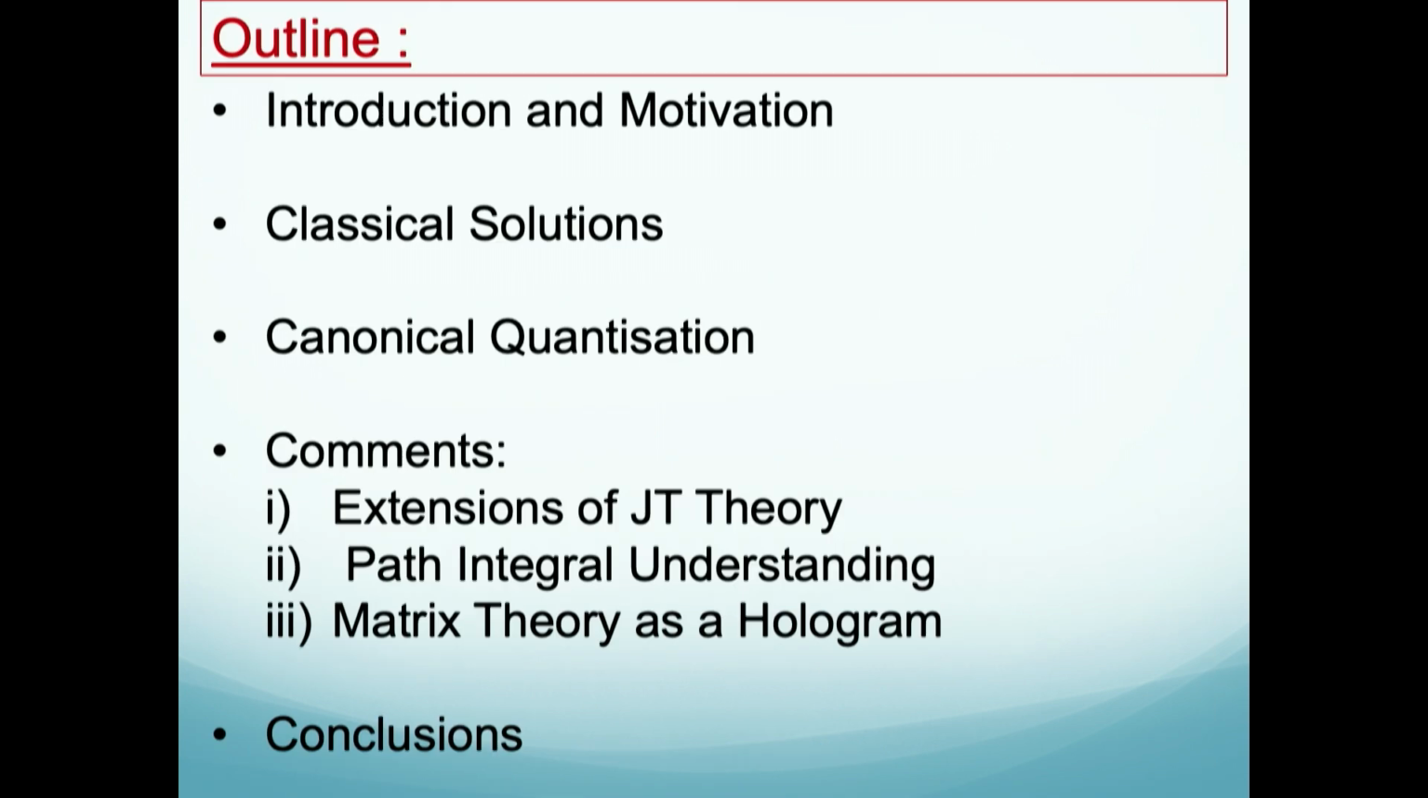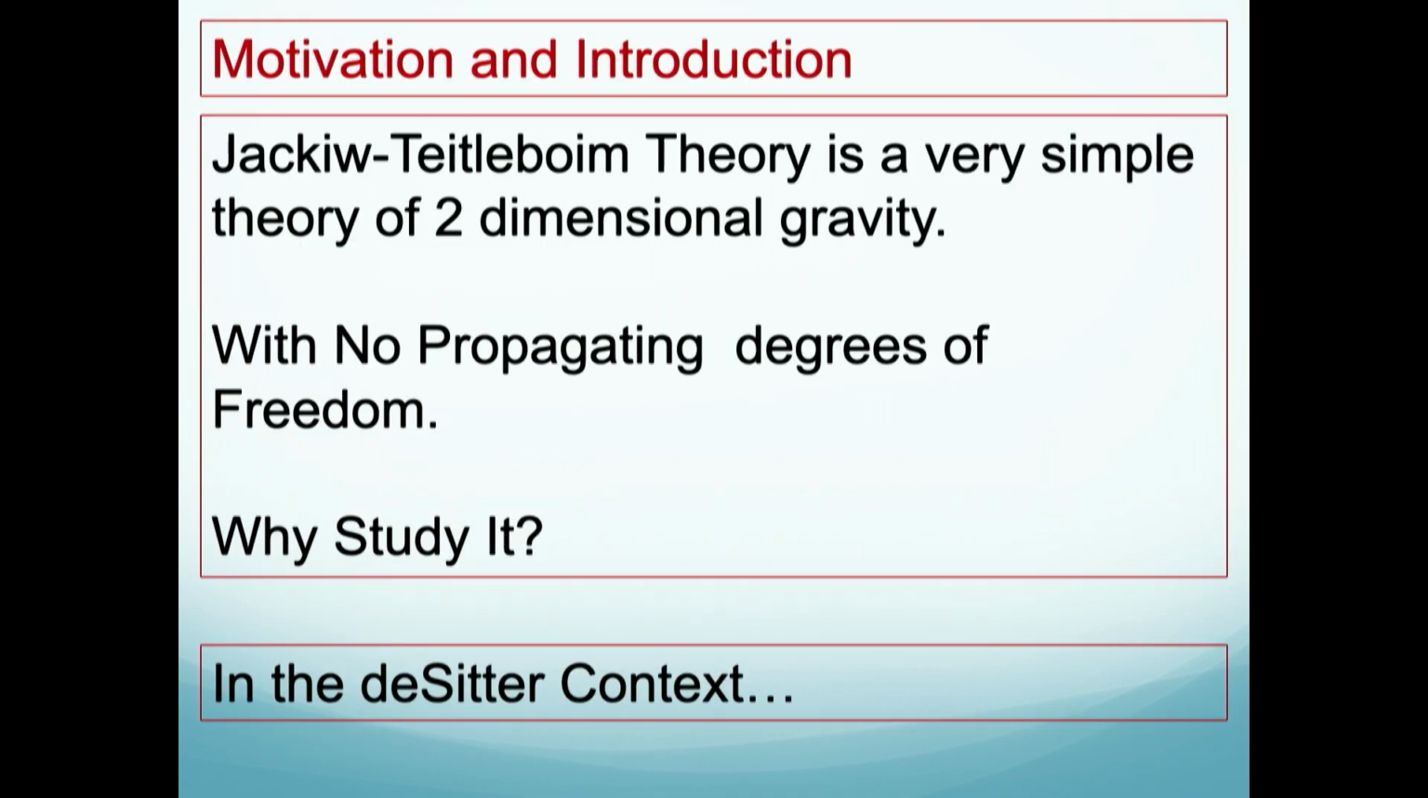Okay, so here's the outline. Start with some introduction and motivation, discuss classical solutions, and then turn to canonical quantization. This will be the meat of the talk. And in the remaining time, just run through some extensions of JT theory. This is the content of the more recent paper. Path integral understanding for some of the additional states we'll find besides the no boundary state. And then some comments about a holography as a matrix theory, and end with some conclusions.